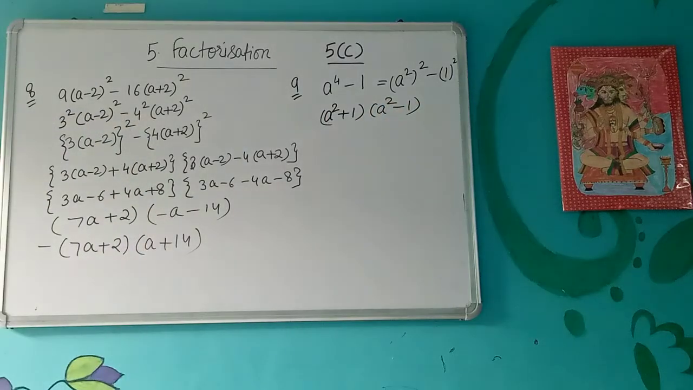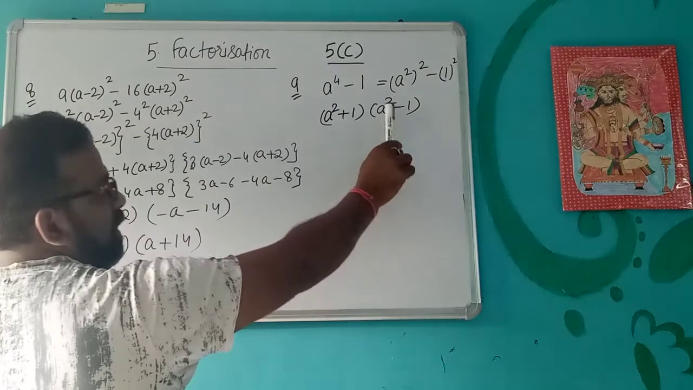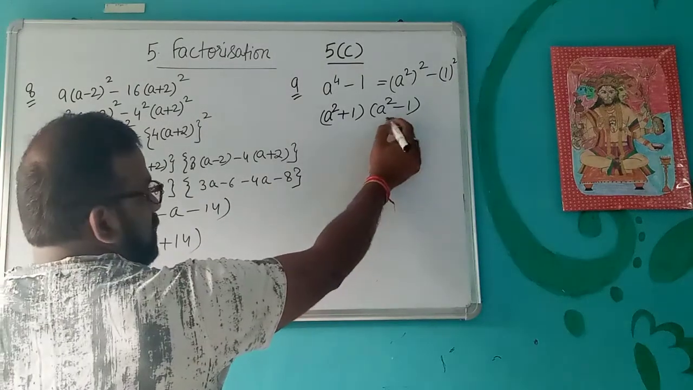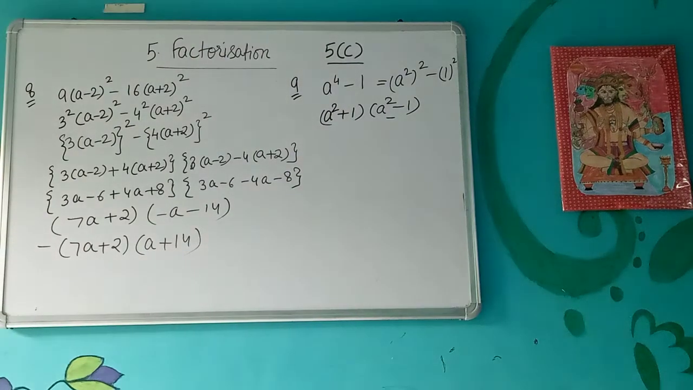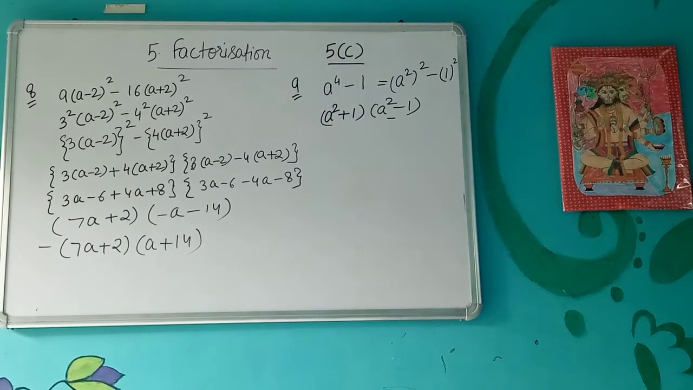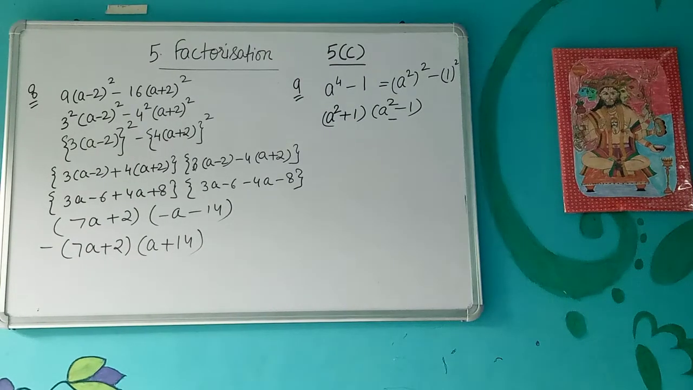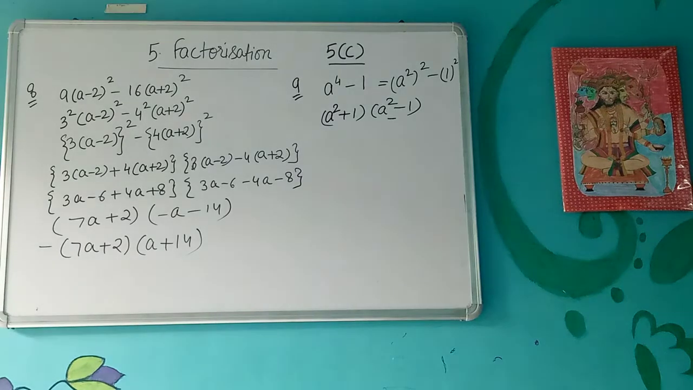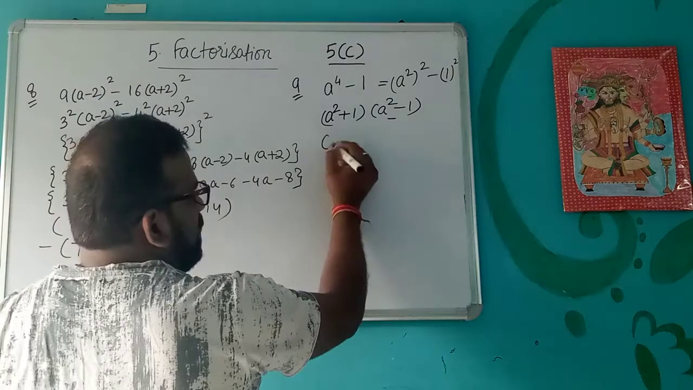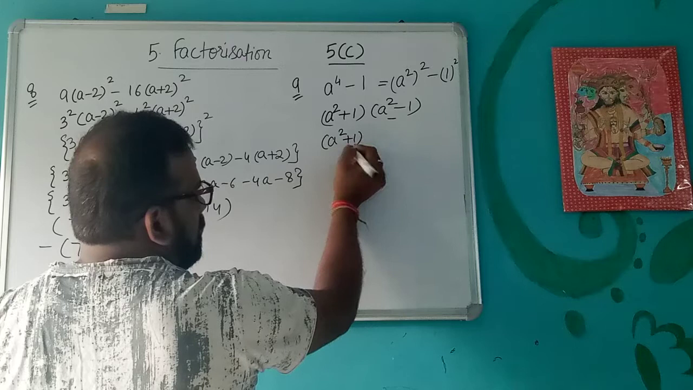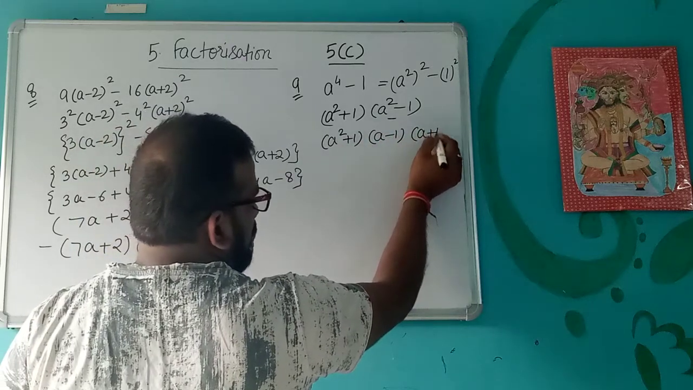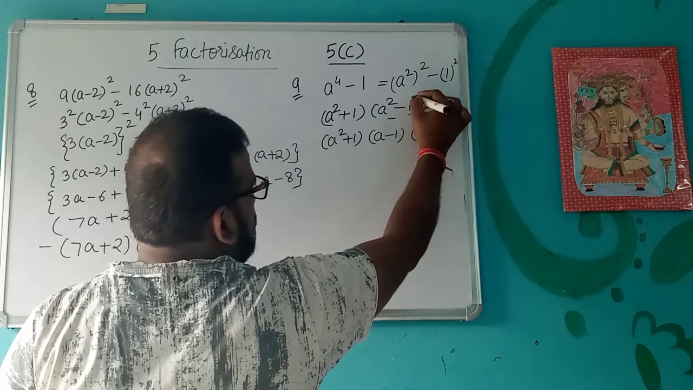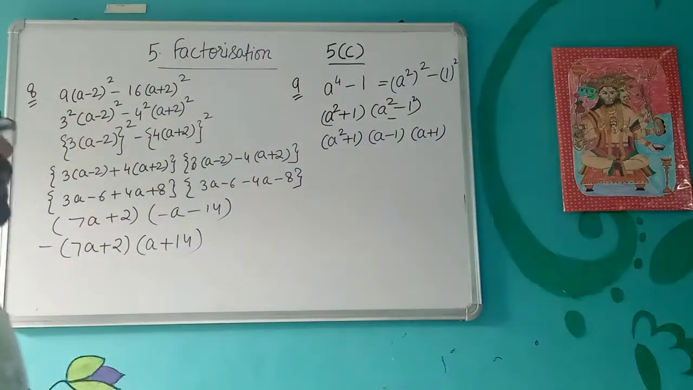Okay, but if you see again very carefully, this expression here can be further factorized. So when I factorize, it will be a minus 1 into a plus 1. Okay, this one can be written as 1 square.